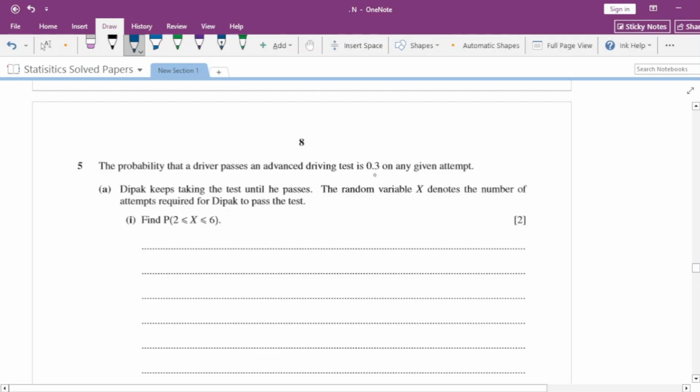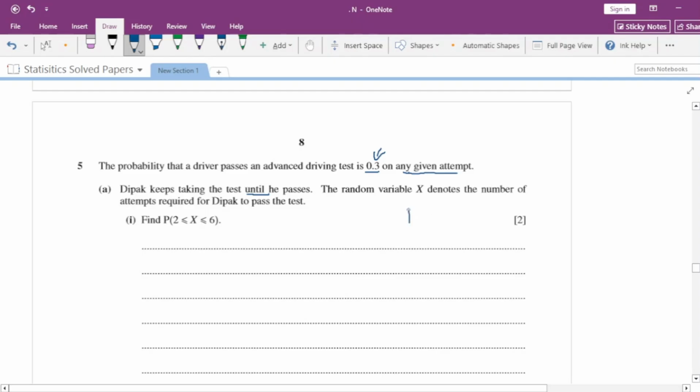Alright, so first of all, they have said that the probability of passing the driving test is 0.3 on any given attempt. On any given attempt basically means that if you're giving 2 tests, 3 tests, 4 tests, it does not matter. The probability of each test remains the same, 0.3. Next, what do they say? He keeps taking the test until he passes. So he keeps on giving the test until he passes.